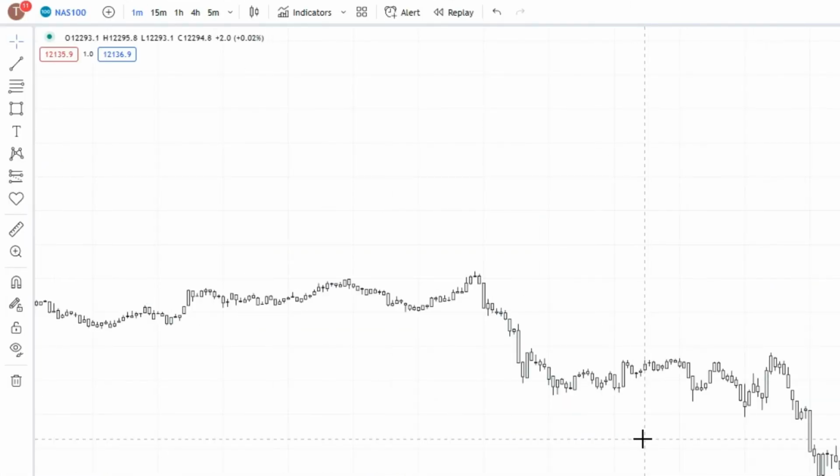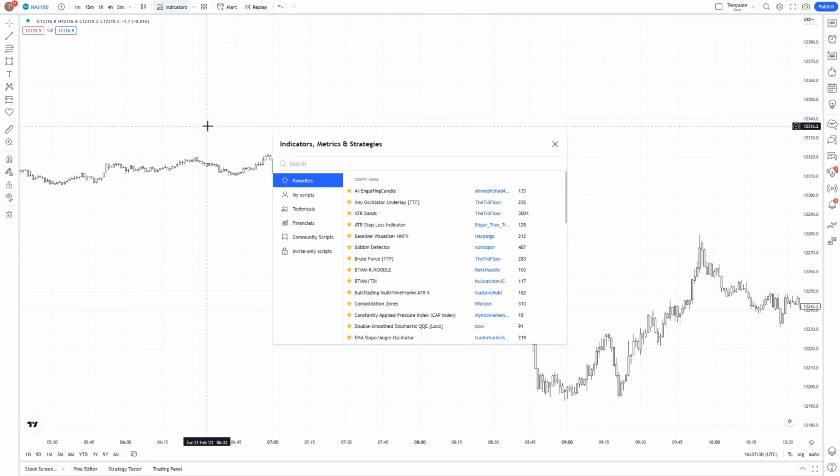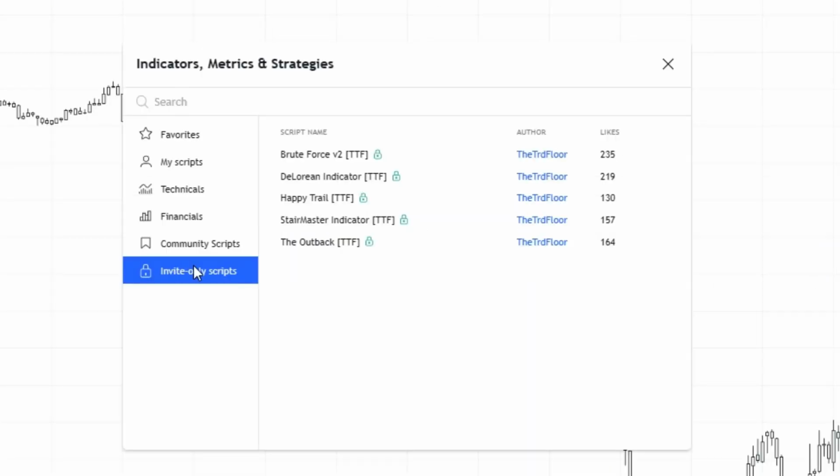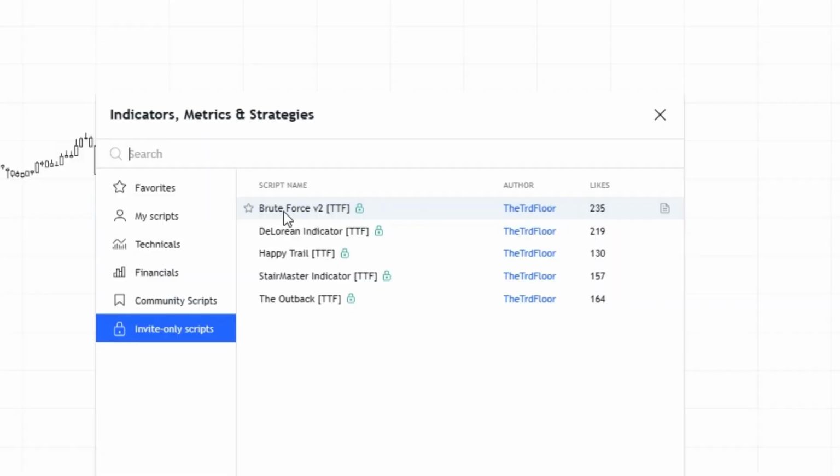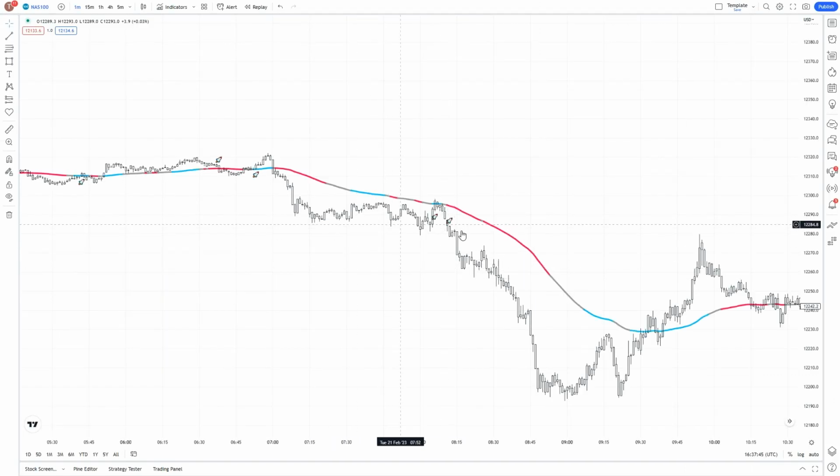To start, I'm on NAS 100 on the 1 minute time frame. The first thing we are going to do is open the Indicators tab. The Trading Floor provides these awesome indicators right here that we can use or build off. We will be using Brute Force V2. Add this to your chart and then double-click the indicator.